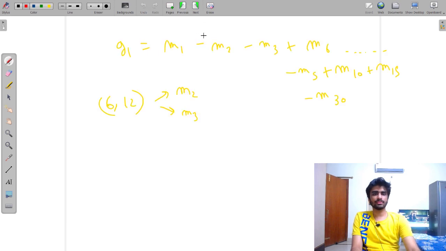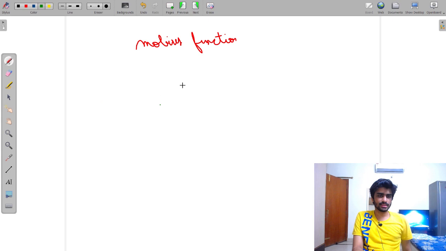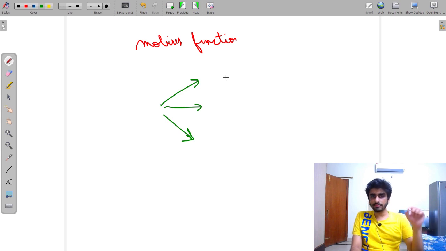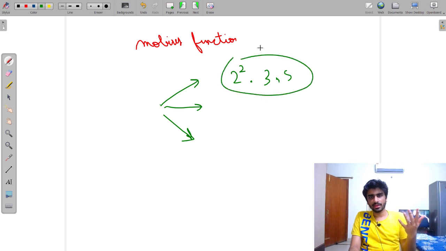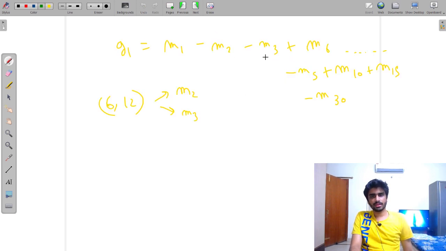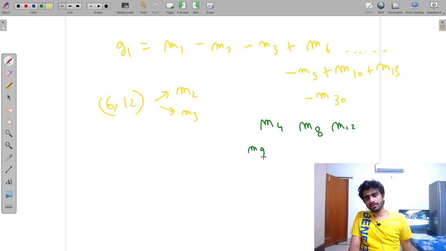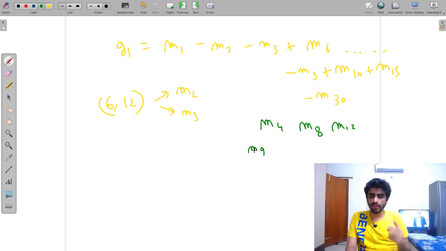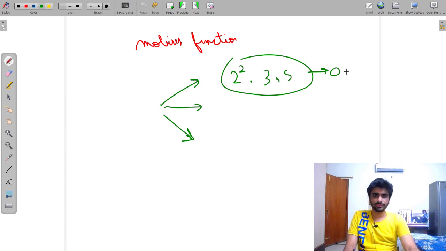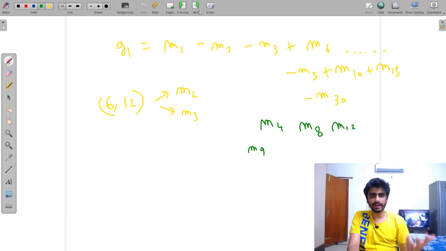It sounds a little scary, but it is simple. There are just 3 cases. If the number has any prime square as a divisor, like if it is of the form 2 squared multiplied by something, or 3 times 5 or anything, then this becomes 0. You can see that we don't have anything like M4 or M8 or M12 or even M9. So if the divisor is divisible by the square of any number, then the Mobius function is 0, that is, the coefficient in this series is 0 for that element.